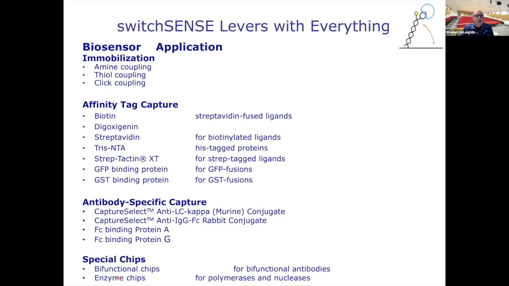So now, Switchsense. Again, you've got to make a complementary strand to the nanolever. That's the strand that's attached onto the surface. And so you can then amine couple or thiol couple or click couple, or you could buy complementary strands that have got affinity capture tags on there. Again, there are various ones here. And again, similarly, there are antibody-directed ones. And there are special chips, which would be for bifunctional antibodies or for enzyme polymerases and nucleases.